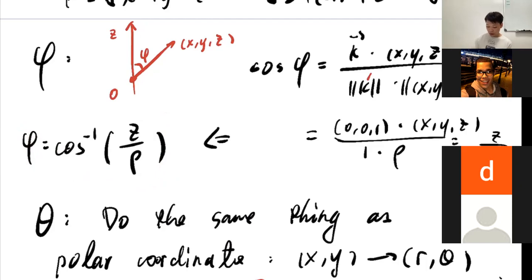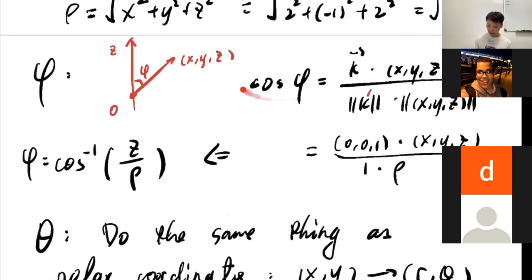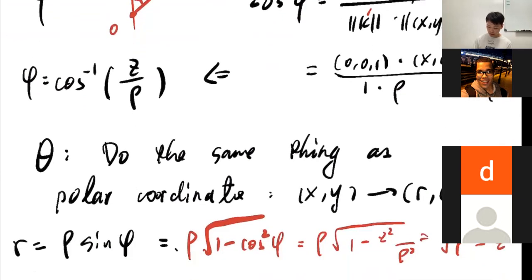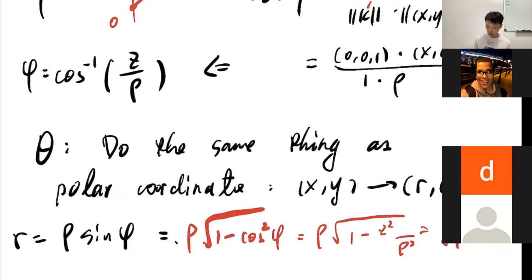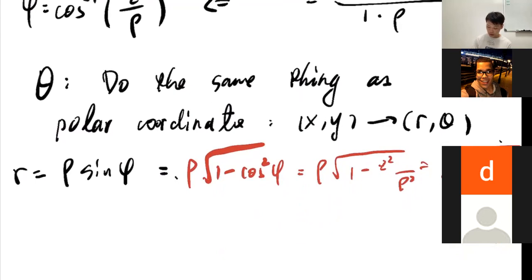But oftentimes we don't need the concrete value of phi, because the important information is the cosine of phi and sine of phi. For example, sine of phi is important because after you know the sine of phi, you know what r is, and then you can use r to determine theta, similar to what we did before in the polar coordinate system.